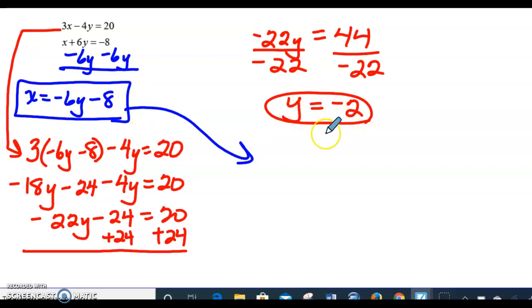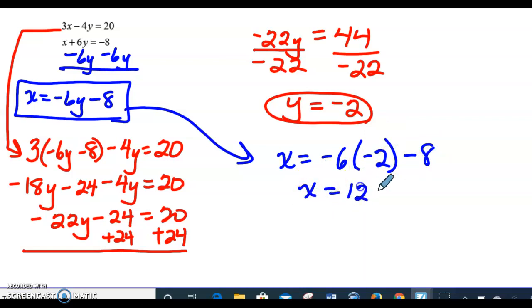I have that y, I want to find the x. So I'm using the box, that's the easiest. Negative 6 times negative 2 is 12. And 12 minus 8 is 4.